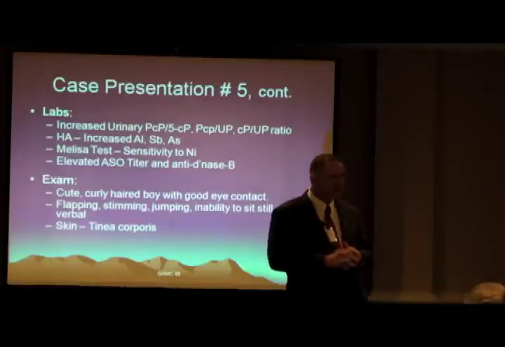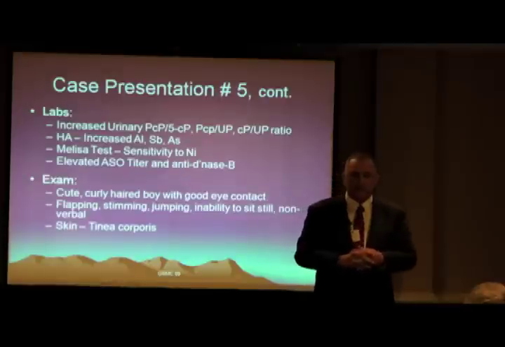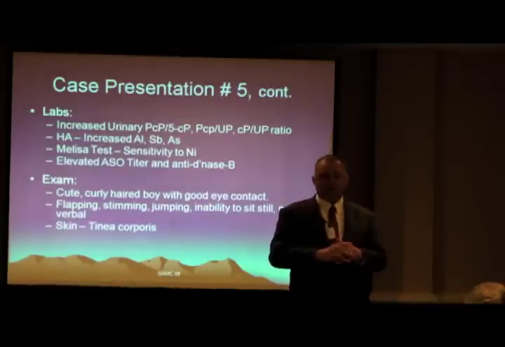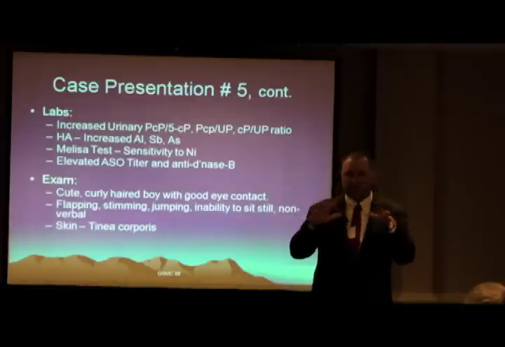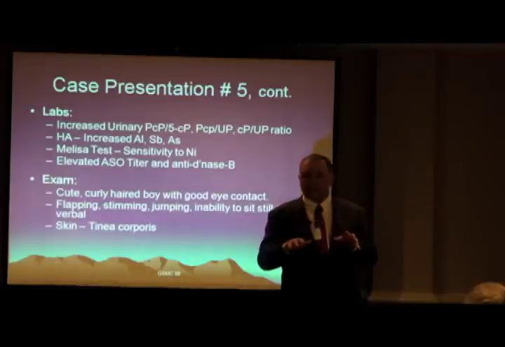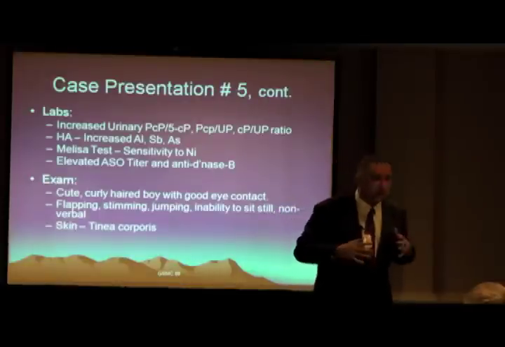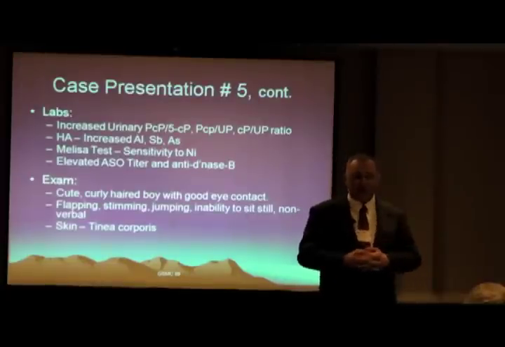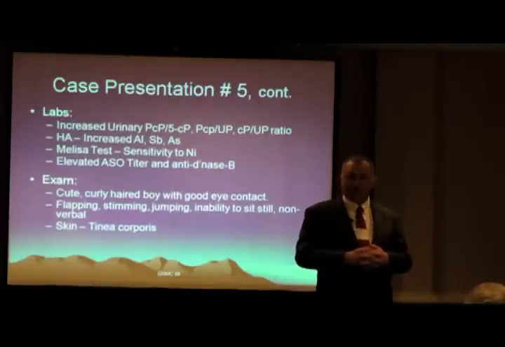We did an ELISA test on him. It showed sensitivity to nickel. He had elevated ASO titer and anti-DNase B, which put him in the category of PANDAS. You may have heard of the acronym PANDAS, Pediatric Autoimmune Neuropsychiatric Disorders Associated with Streptococcal Disease. Take a breath. His exam showed he was a very cute, curly-haired boy with good eye contact.